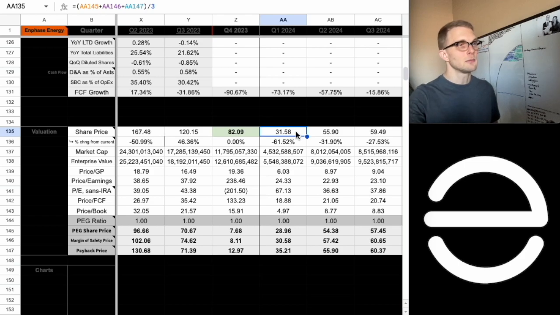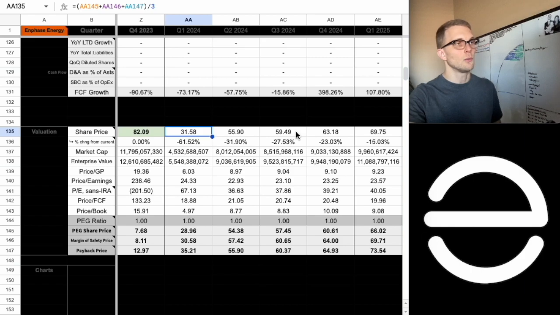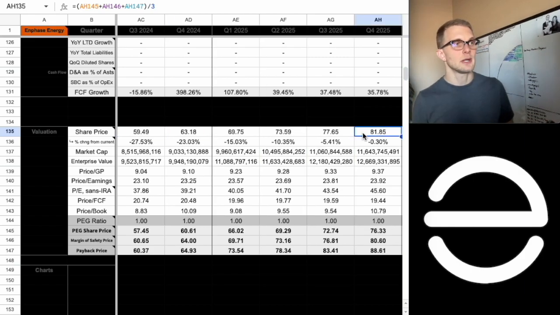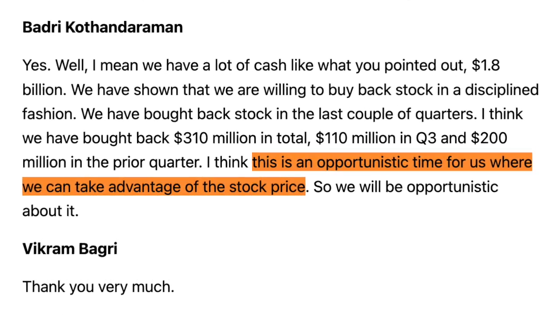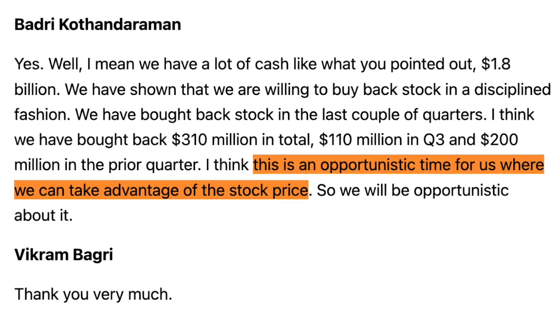Like I said previously, the market is going to buy quarters, if not years ahead. And if you're looking at what fair value is, sure, we might stagnate around the $80 mark or lower till the end of 2025, but maybe not. And you're left with that conundrum of do I add here? Do I wait? One last quote that I'll leave you with is from management regarding the share price. Referring to buybacks, they mentioned, I think this is an opportunistic time for us where we can take advantage of the stock price. So we will be opportunistic about it.